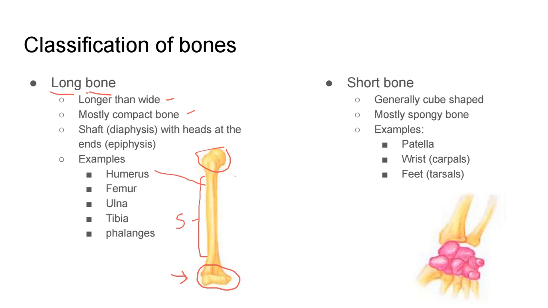When you most commonly think of a bone, most people are usually thinking of a long bone. A short bone is roughly cube-shaped. And by cube-shaped, we mean that the length and the width are about the same, whereas your long bone was longer than it was wide. So these are about roughly the same length and width. Short bones are mostly spongy bone, so with lots of trabeculae, lots of openings in them. And some examples of short bones would be your patella, right, which is our kneecap. We can see the carpals, which are right here, these bones in our wrist, as well as the tarsal bones that make up the feet.